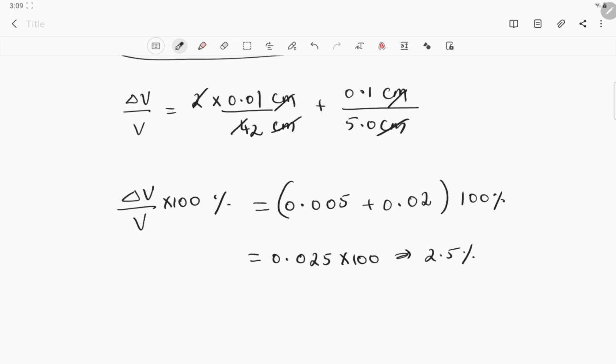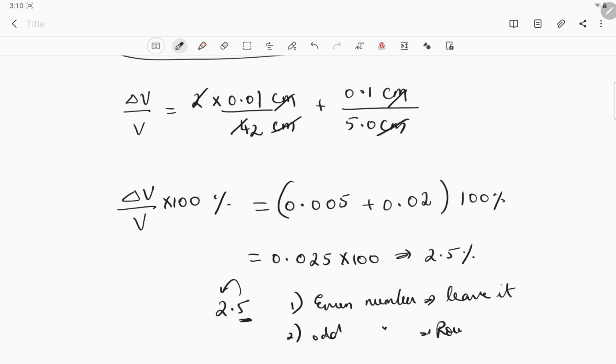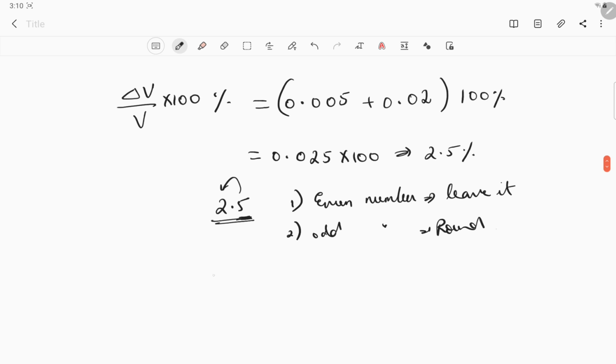Now we don't have 2.5 in our options, so we need to round it off, and while rounding off you must remember one thing. The number here is 2.5, and we have to round it off to one digit. Since 5 is in between, we cannot decide whether to round it off or leave it, so there is a rule for that. If we have an even number before 5, we just leave it. If we have an odd number, then we round it off. In our case, we have an even number, therefore 2.5 will be rounded off to 2%.